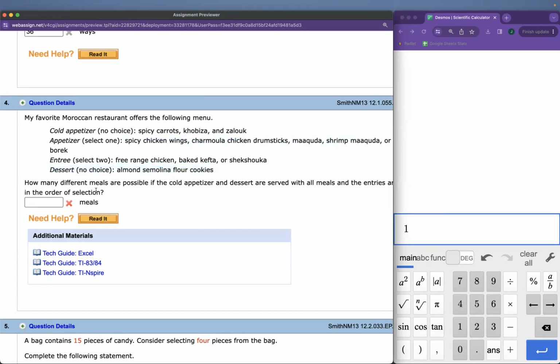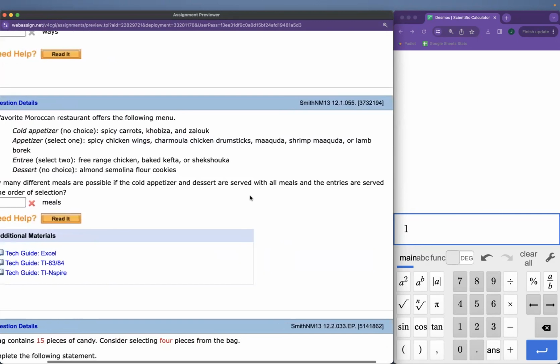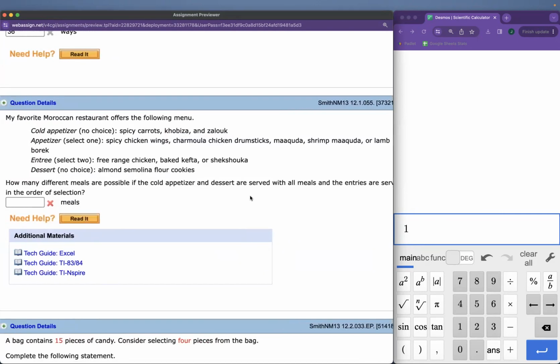You have one thing, but it doesn't matter. It's no choice. So how many different meals are possible if the cold appetizer and dessert are served with all the meals, and entrees are served in the order of selection? I'm sorry, that says entries, but it might as well be entrees, because that's the only one that really matters, where you're selecting two. So how do you do this question?